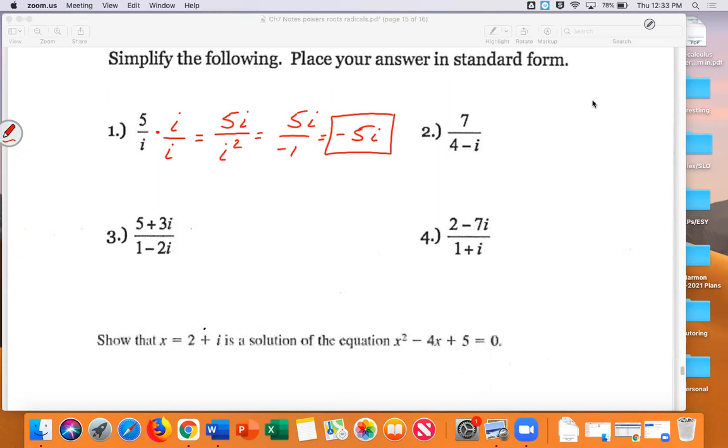Last but not least, number 4. You're going to multiply by 1 minus i and 1 minus i. I'll give you a second to see if you can get the answer. And then I'll put it up.